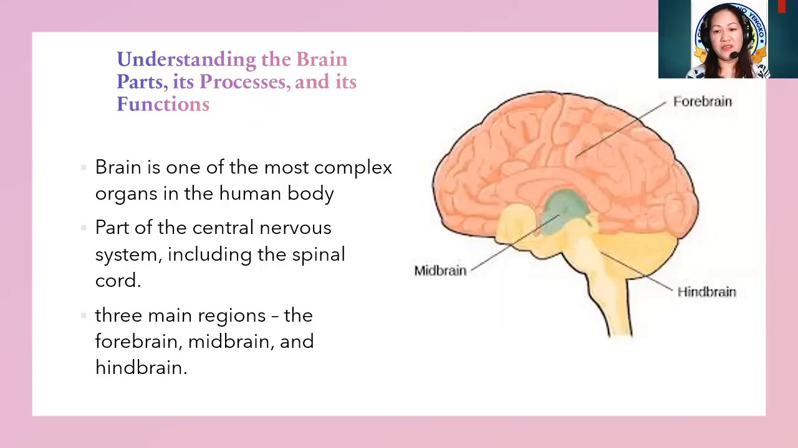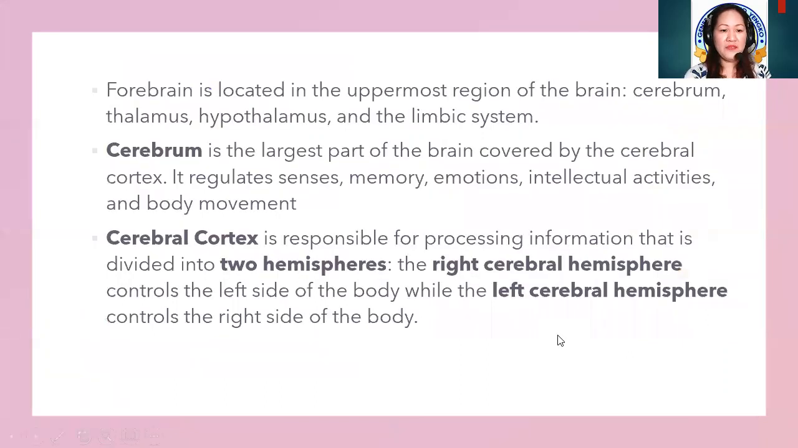So I just hope the different parts of the brain are just a review, kasi napakatagal na natin pinag-aaralan niya. Since elementary pa lang, you are already studying the different parts and processes of the brain. Okay, so let's proceed. The forebrain is located in the uppermost region of the brain, wherein, ano yung mga parts na under ng forebrain? The cerebrum, the thalamus, the hypothalamus, and the limbic system.